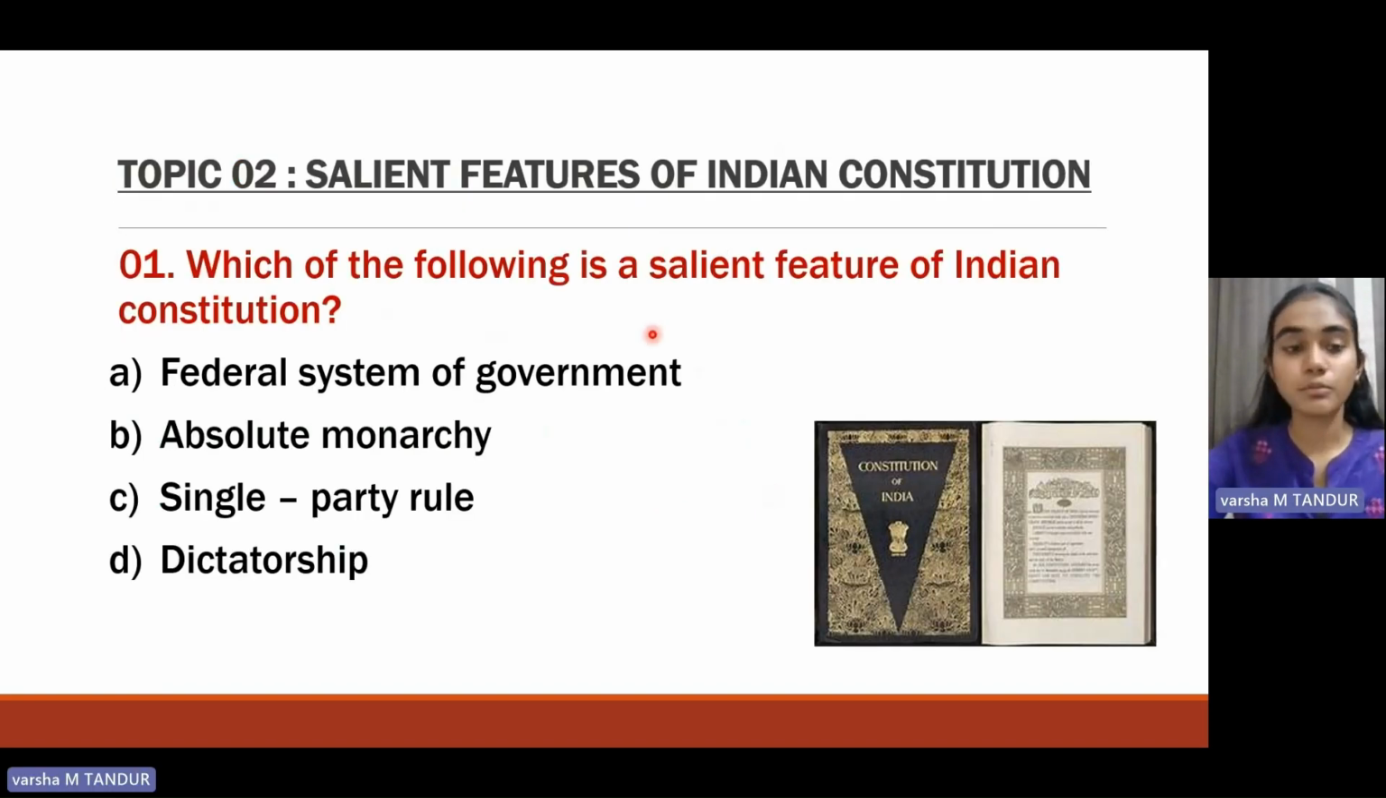So the next subtopic in the Indian Constitution is the salient features. Under that, the first question, which of the following is a salient feature of the Indian Constitution? Option A, federal system of government. Option B, absolute monarchy. Option C, single party rule. And option D, dictatorship. It is the federal system of government.